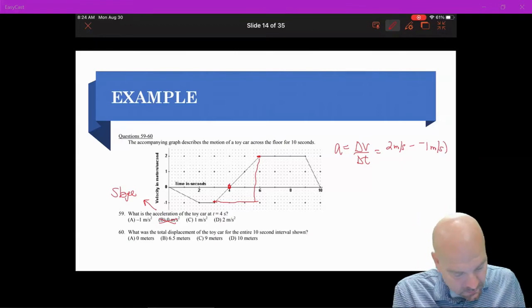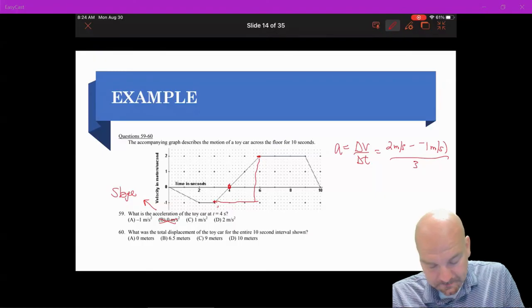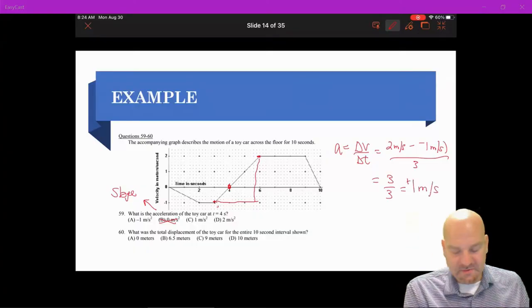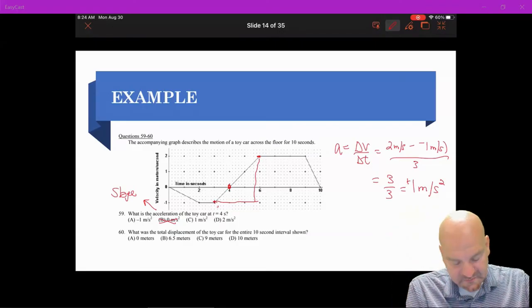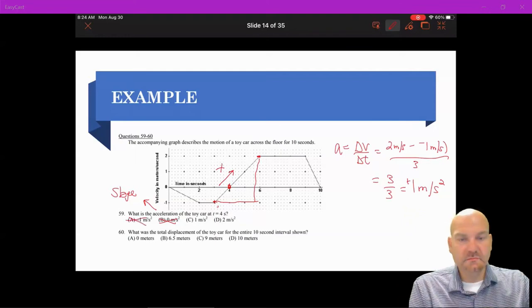And then I'm doing this all in 1, 2, 3, so it's at 3 seconds, okay? And so 2 minus -1 is 3, so it's 3 over 3. So it's going to tell me that my acceleration is a positive 1 meter per second squared. We know this is a positive acceleration because my slope is positive, right? So I have a positive slope. So anything with a negative, I can cancel out, okay?